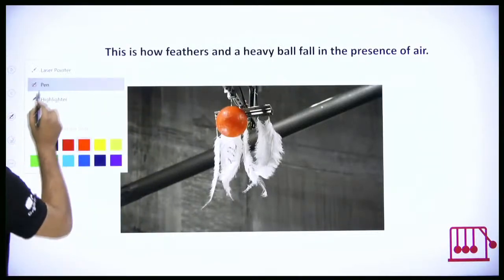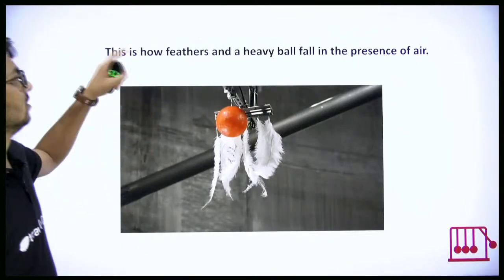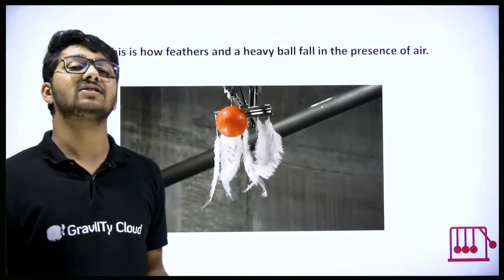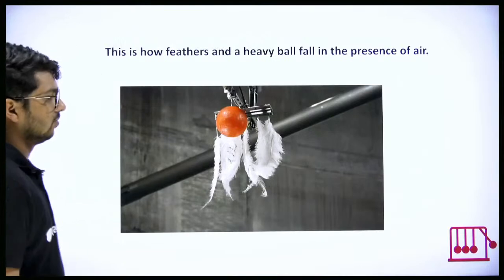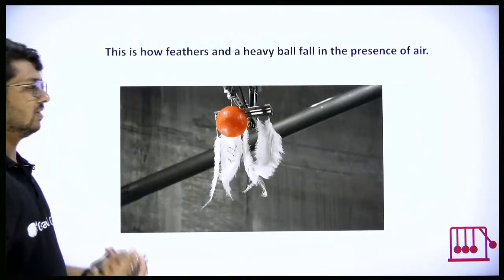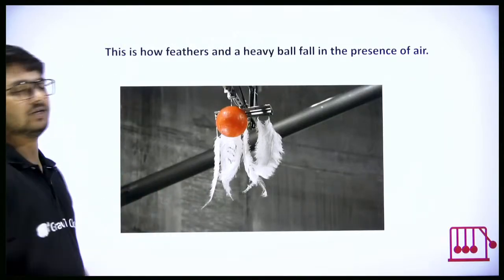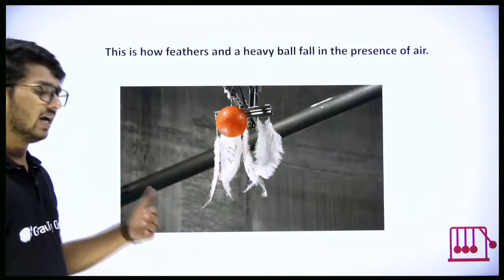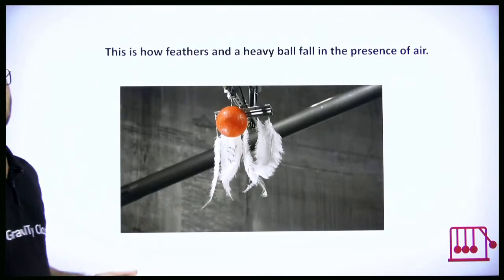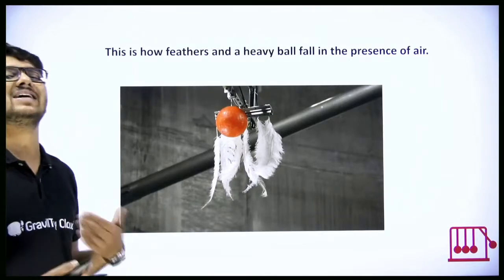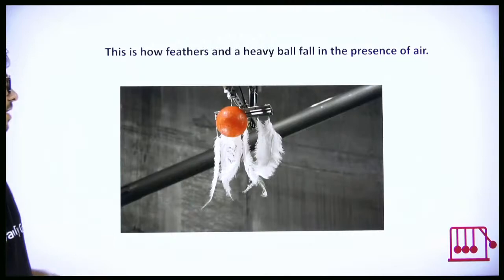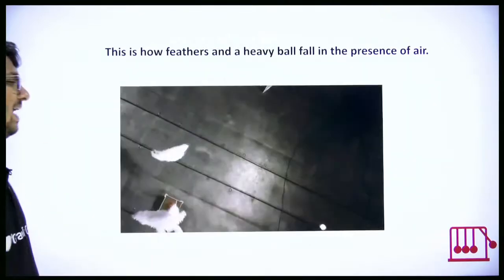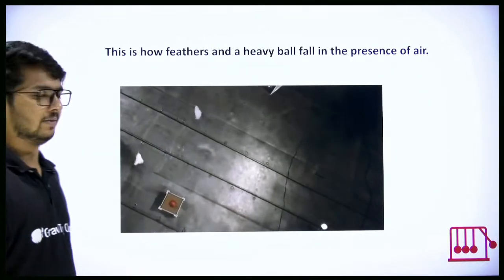So, here what do we have? This is how feathers and a heavy ball fall in the presence of air. So, let's watch the video. Watch it carefully. What is done in this video is, there is a heavy ball as you can see and there are feathers. They are dropped in a normal room where there is air. Okay, let's see what happens. Normally, ball falls first and feathers fall slowly.